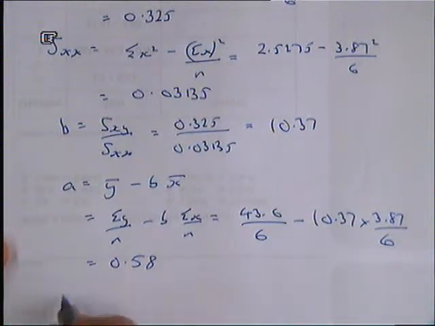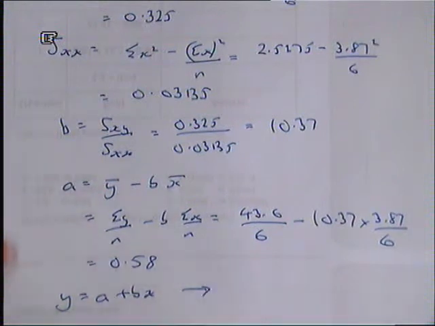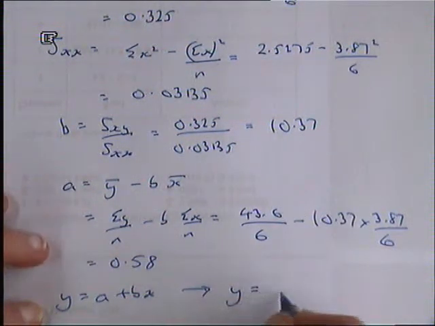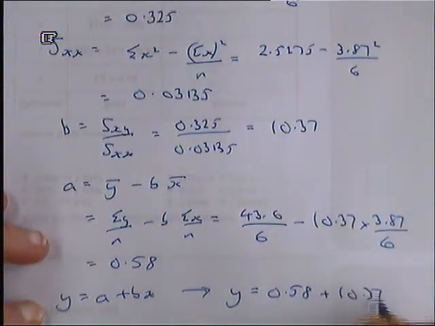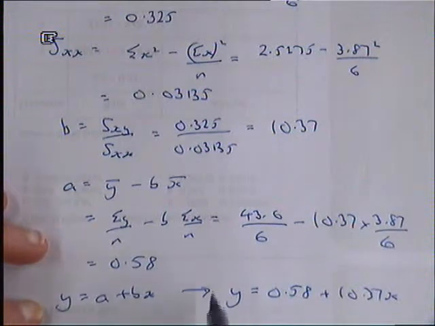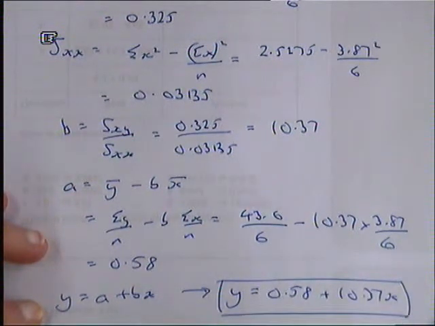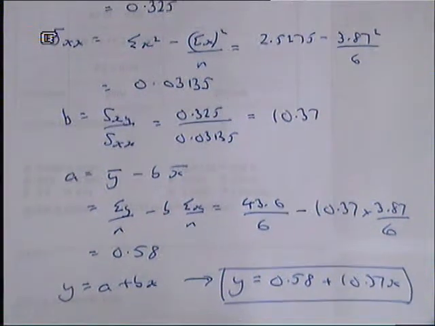Step 3 was y equals a plus bx. Now I know what my a is and I know what my b is, so I get y equals a plus bx. And that is the equation of your regression line. In other words, that is the equation of your best fit line.